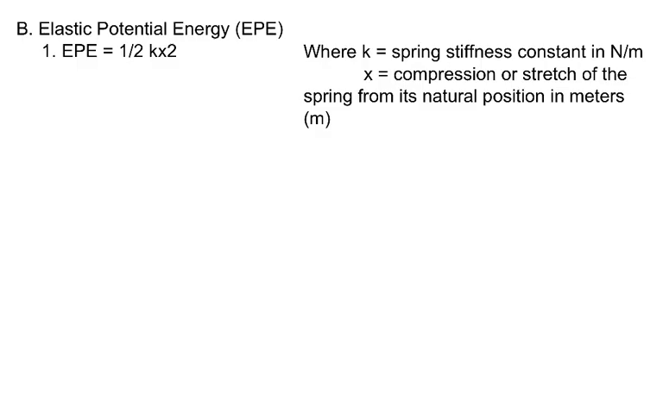All right, now the second type of potential energy is elastic potential energy. That's equal to 1/2 multiplied by k multiplied by x squared. K is a constant. It's called the spring stiffness constant in newtons per meter. And x is the compression or stretch of the spring from its natural position in meters. The SI unit for elastic potential energy is the joule.